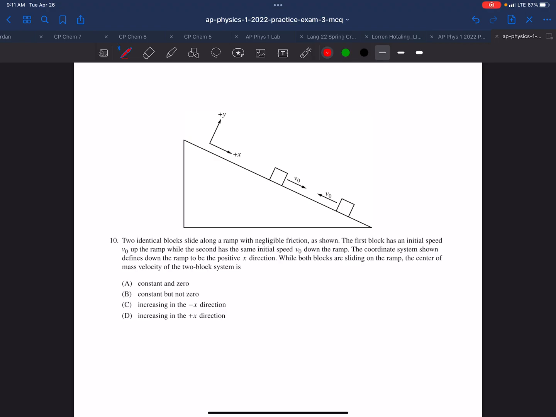So in this question, we're told there are two identical blocks, with negligible friction. We know that one block is moving up the inclined plane with V0, the other one is moving down the inclined plane with V0. And this is defined as the positive direction this way and the negative direction that way.